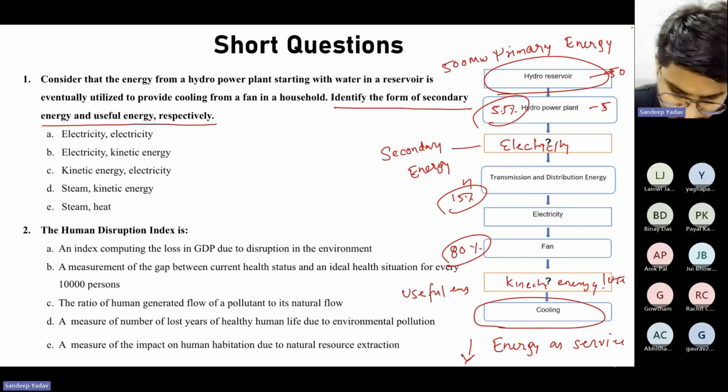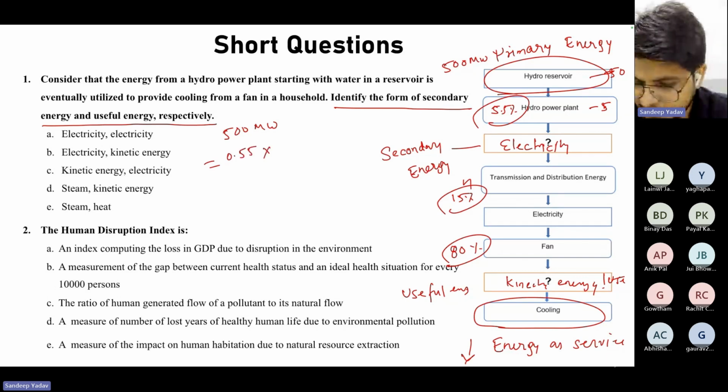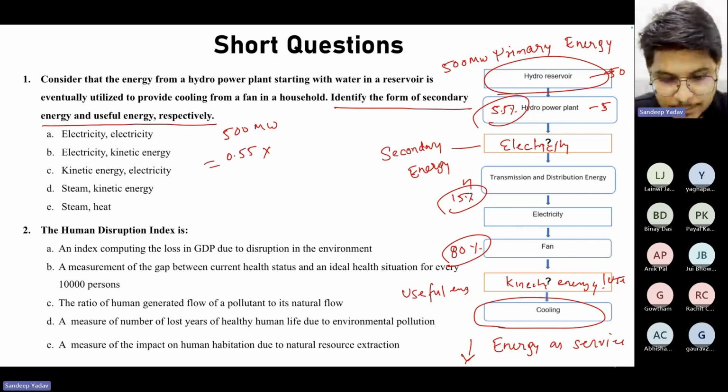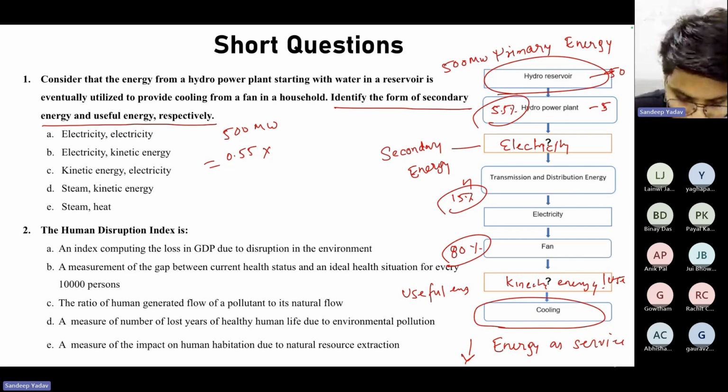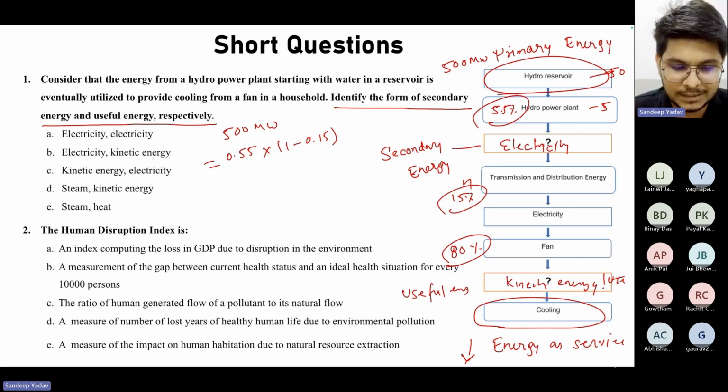It's very simple. We can just multiply all the efficiencies. Initially we have 500 megawatt, and the hydropower plant is generating electricity at 55%, and there are transmission and distribution losses of 15%. We can't multiply the losses directly. We have to subtract from one, so that will be 85% energy transported. If you multiply by 15%, then the overall efficiency of the whole system will be far too low. So we have to be careful about what we are multiplying.